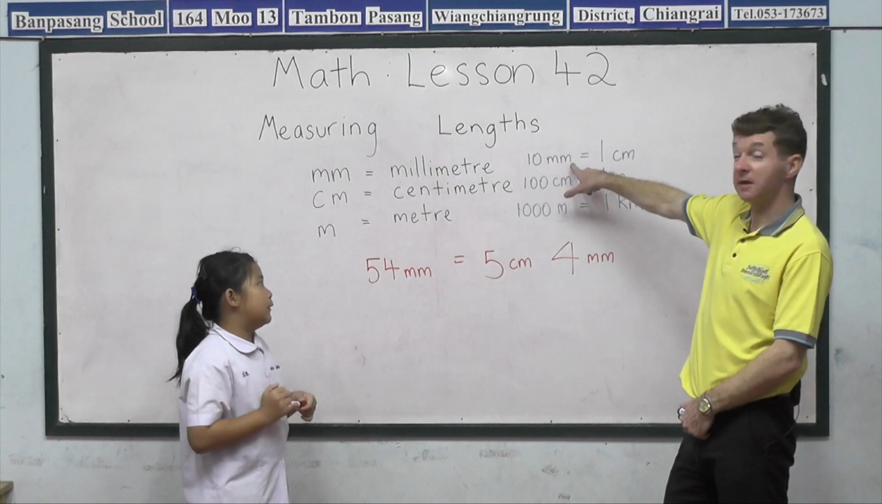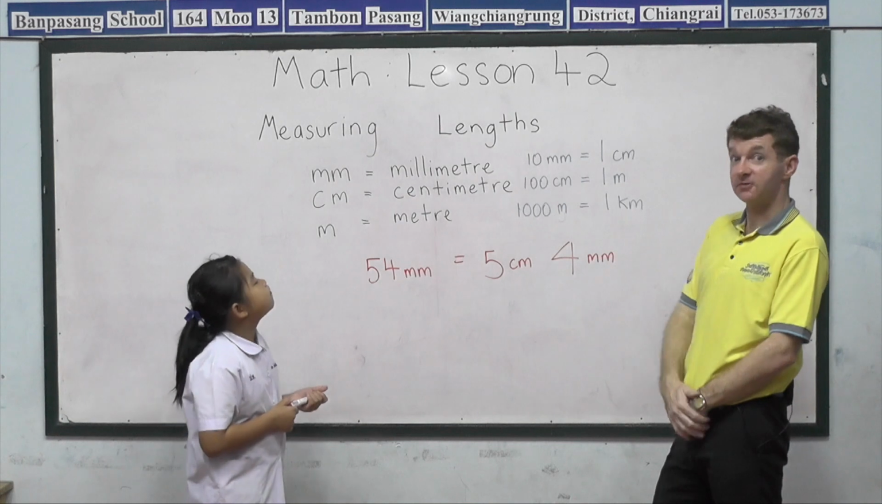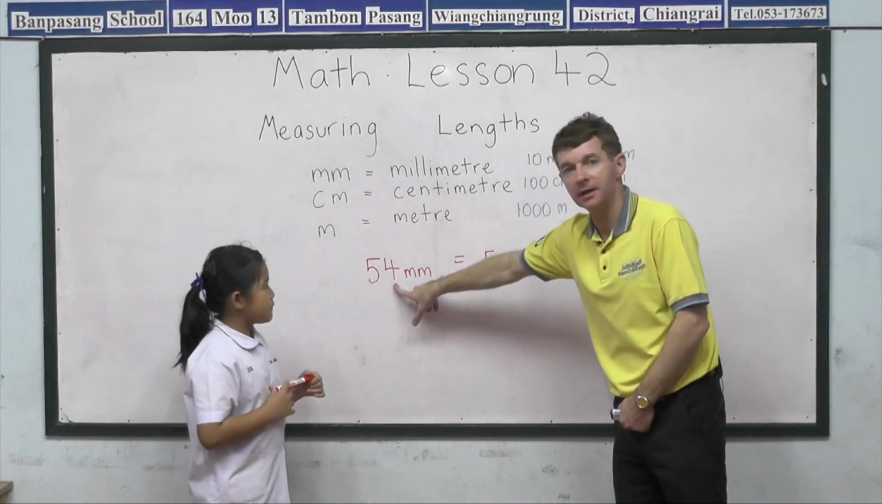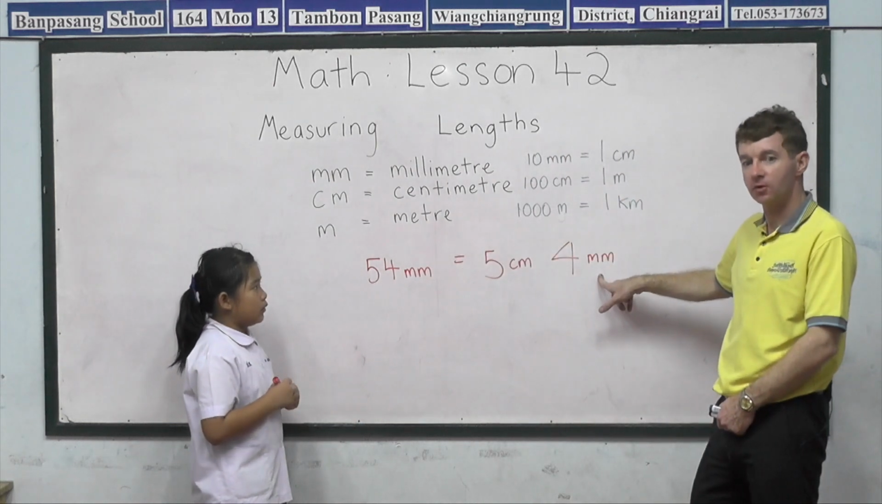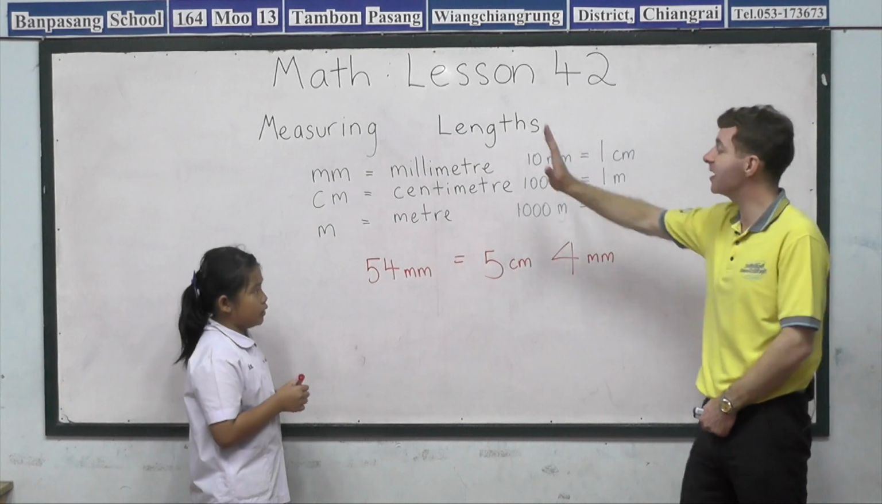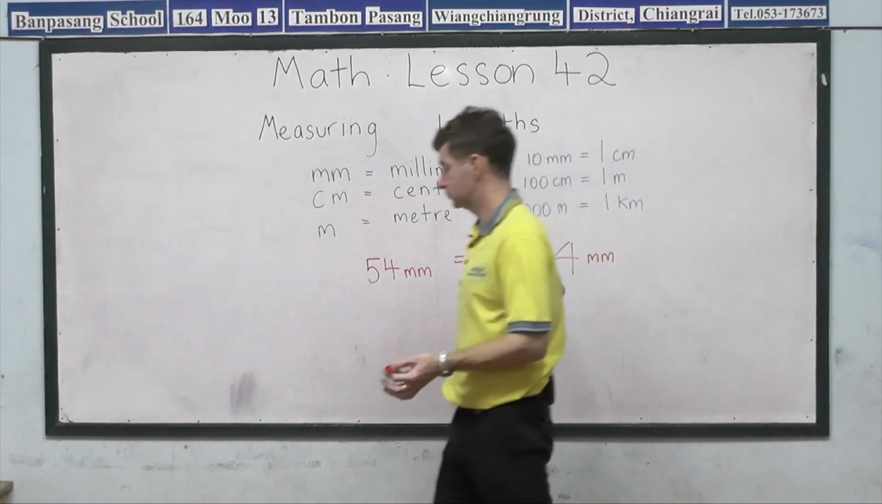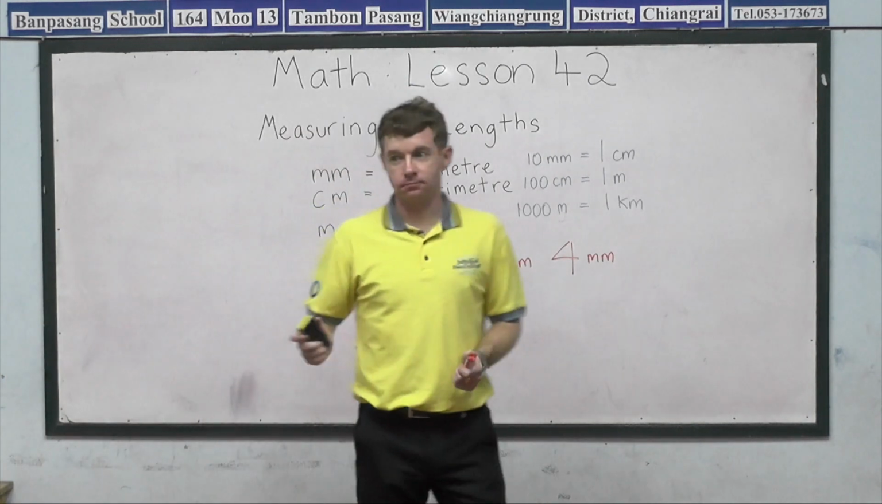Because 10 millimeters is 1 centimeter. So 50 millimeters is 5 centimeters. But we can't forget the 4 millimeters. We still need to include the 4 millimeters too. Okay? High five. Round of applause for Lakau. Next one.